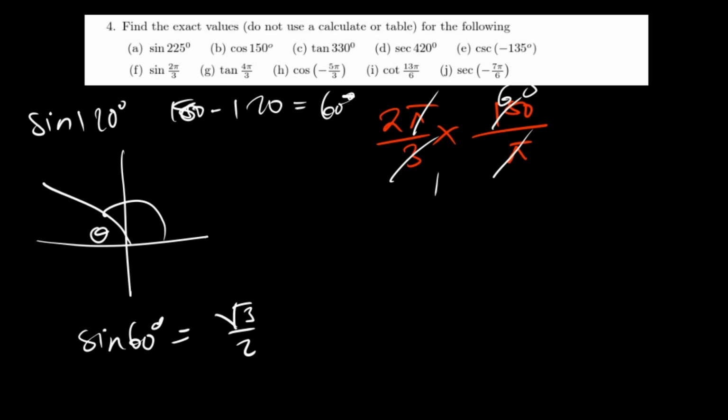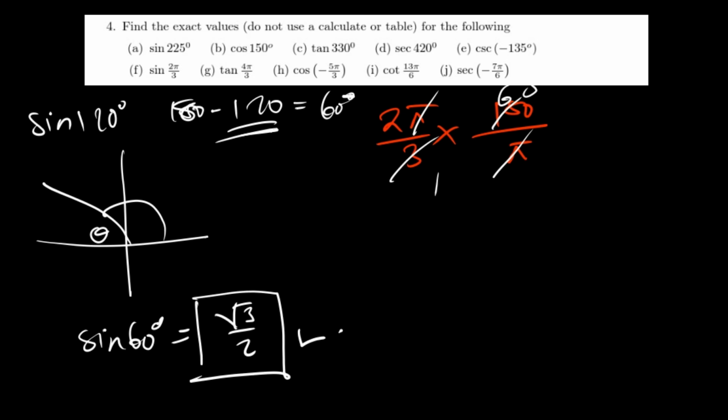Now let us look at something that is actually interesting. We are looking at the angle that is actually 120. 120 is in the second quadrant. Is sine positive or negative in the second quadrant? It is positive. Therefore the answer ends here. So this is the answer.